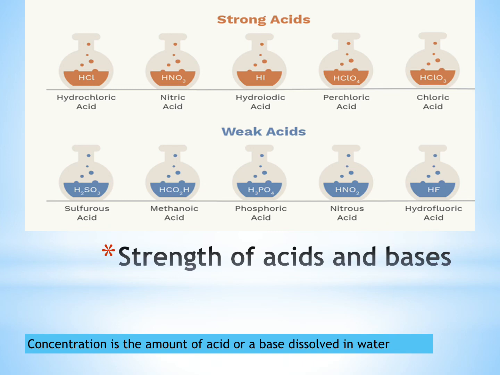Okay, so some acids can be very strong, others can be weak. So we have strong acid, weak acid, and we also have strong bases and weak bases. What makes a type of acid very strong, the other one weak? And we will try to answer another question, which is, what is the difference between a strong acid and concentration of acid? We will try to learn what concentration is. So concentration is the amount of acid or base dissolved in water.